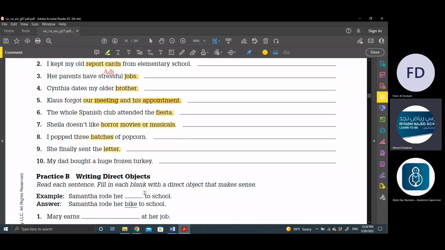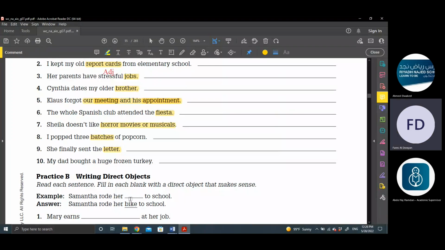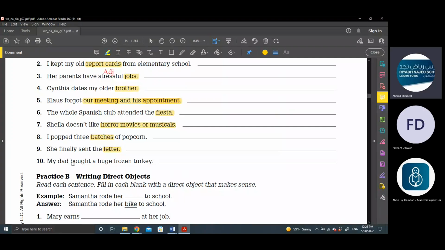My dad bought a huge frozen turkey. Frozen turkey. Nice. So of course, my is a pronoun, dad is the subject, bought is the action verb, a is the indefinite article, huge is an adjective, frozen is also another adjective, and turkey is the direct object.